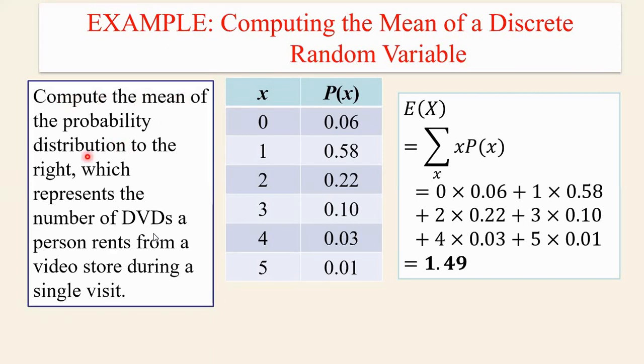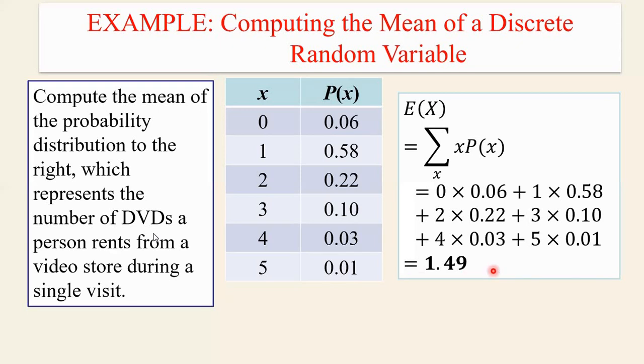As a probability distribution, the mean is denoted by mu, that is indicated by expected value E of X, where X is the name of the random variable, that is given by summation of X into P of X. Then X is a value taken by the random variable, 0 into the corresponding probability 0.06 plus, summation indicates sum of all the multiplication of these terms, plus 1 into 0.58 plus 2 into 0.22 plus 3 into 0.10 plus 4 into 0.03 plus 5 into 0.01. That is equal to 1.49.